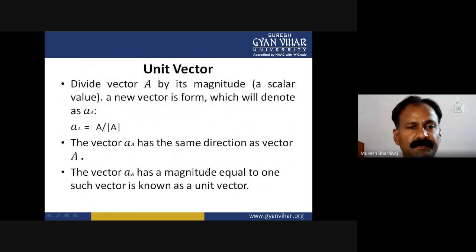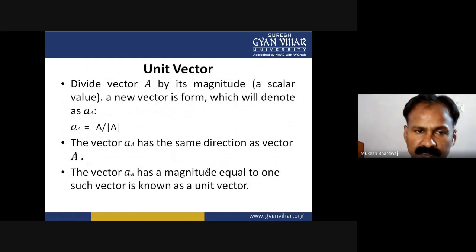Unit vector: divide vector A by its magnitude, a scalar value, and a new vector is formed, which we denote as a-hat, a unit vector.